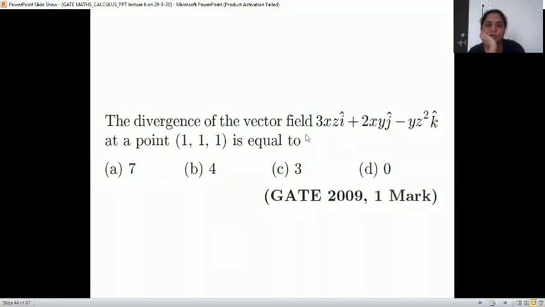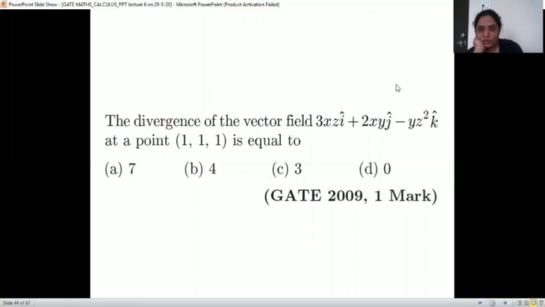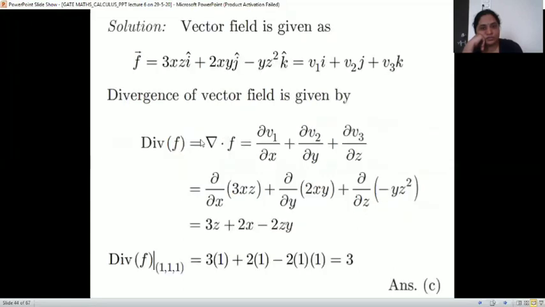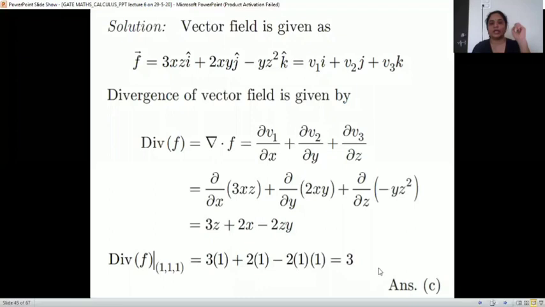Divergence is dou by dou x of the first component plus dou by dou y of the second plus dou by dou z of the third component, and finally put x, y, z as 1. So dou by dou x of 3xz is 3z, plus 2x minus 2yz at point 1, 1, 1. So 3 plus 2 minus 2, that is 3. So your correct answer is 3.